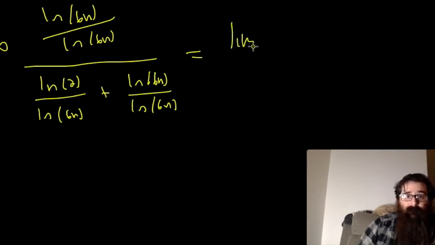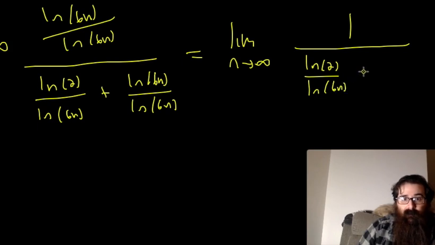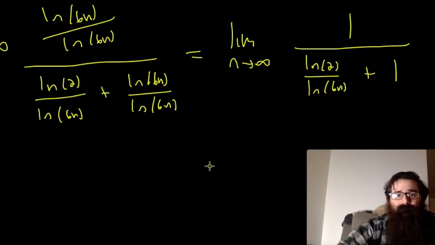What is this going to give me? You got it. Limit as n goes to infinity of, on top I have 1. Same thing on top, same thing on bottom. In the denominator, I'm going to have ln of 2 divided by ln of 6n. Can't do much there, so I'm just going to rewrite it. And then plus 1.